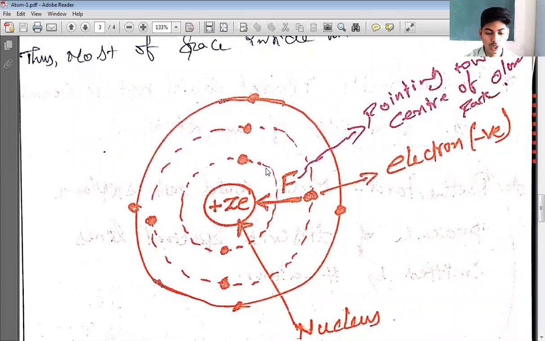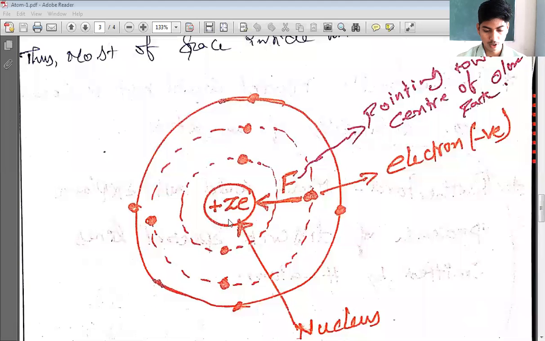Now, for any particle to move in a circular path, it requires centripetal force. For an electron to revolve around the nucleus, it requires centripetal force. Can you tell me what provides centripetal force for the electron to revolve around the nucleus? Can you tell me which force provides centripetal force for the electron to revolve around the nucleus?